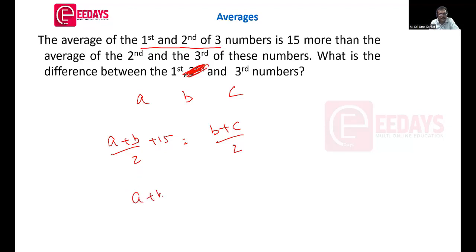A plus B plus 30 is equal to B plus C, right? A plus B plus 2 into 15, that is 30, by 2. 2 gets cancelled. B, B gets cancelled. A minus C equal to 30. So what is the difference between first and third numbers? That is equal to 30.